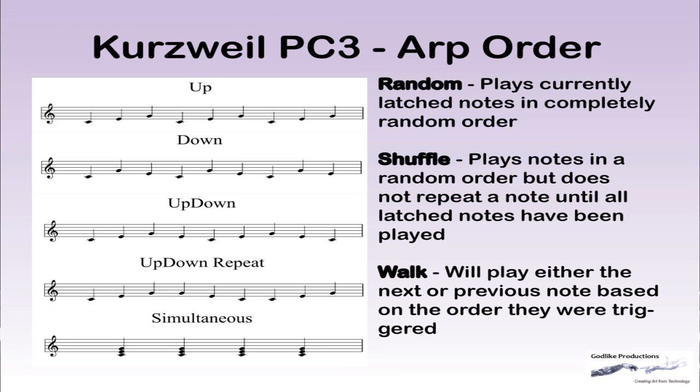Okay, the next one is walking, and this one is kind of random, but what it does is it will start at a note and then it will play either the next one up or the next one down in the order that you've played them in. So it's chronological. It's not mapped up and down the keyboard. It's the order that you activate them. Okay, so let's just do it here. Basically, I'm going to arpeggiate the same chord from lowest to highest.